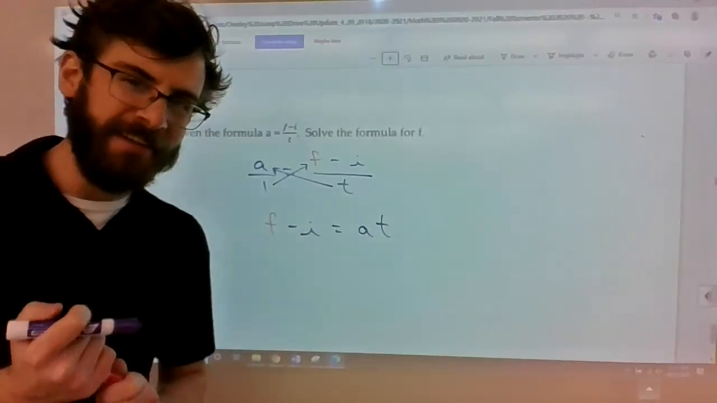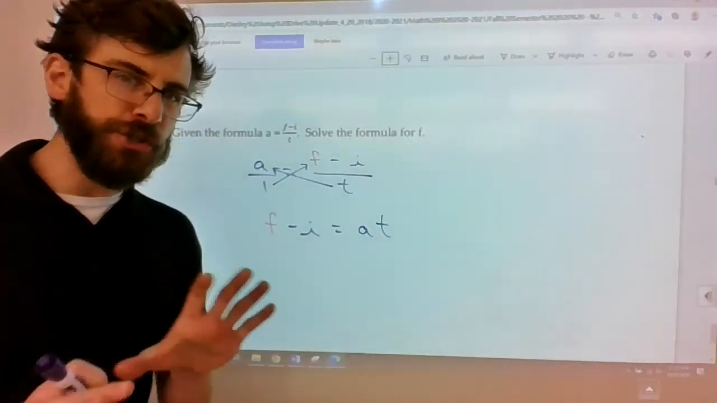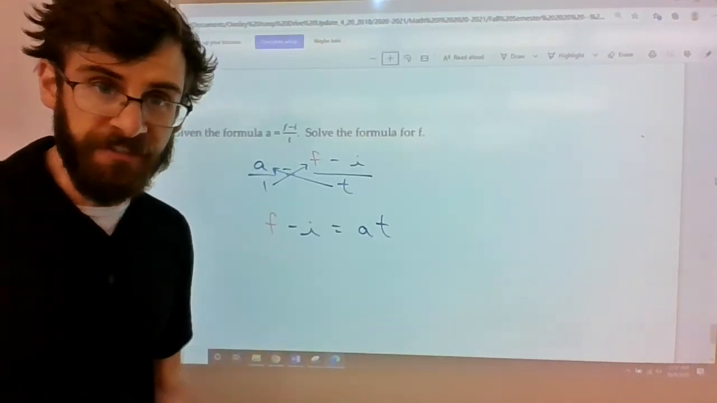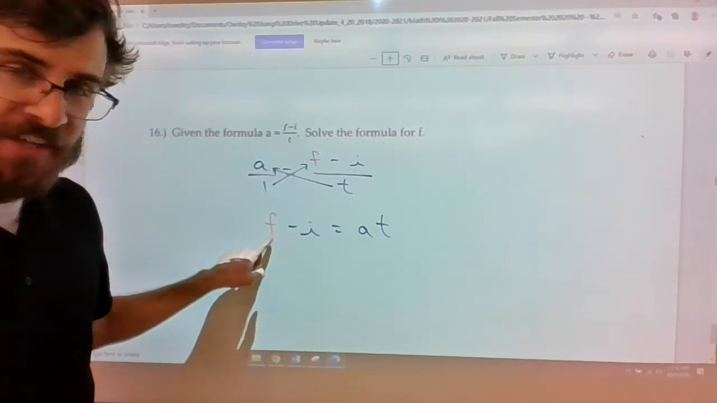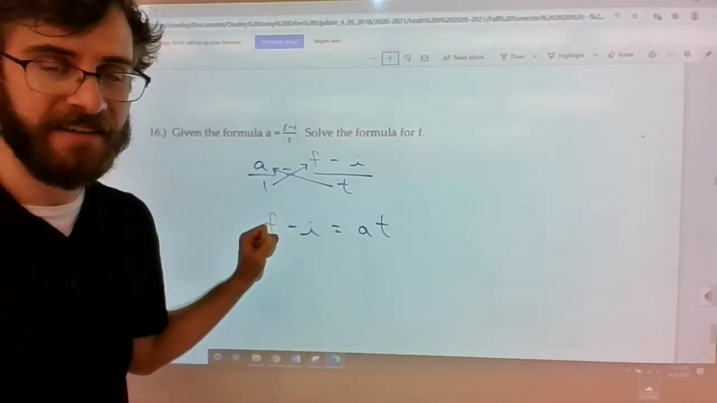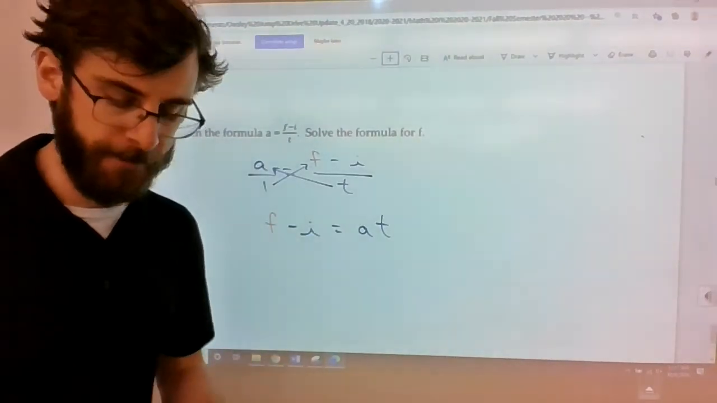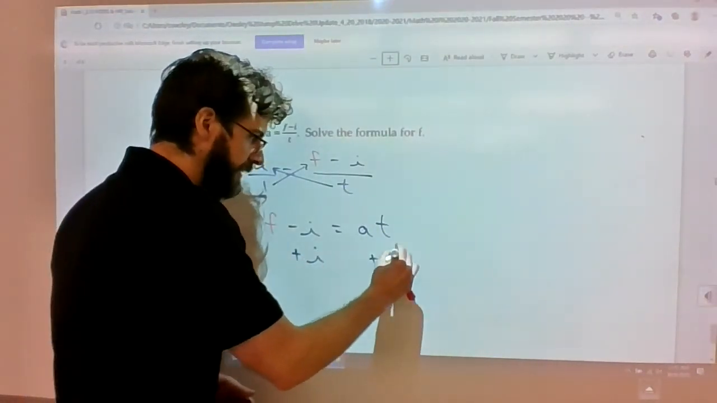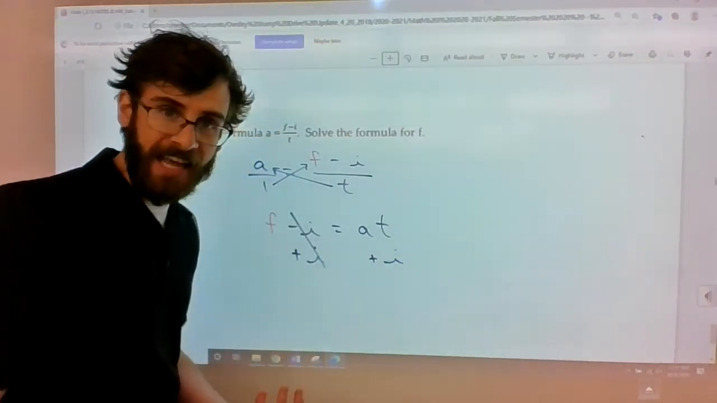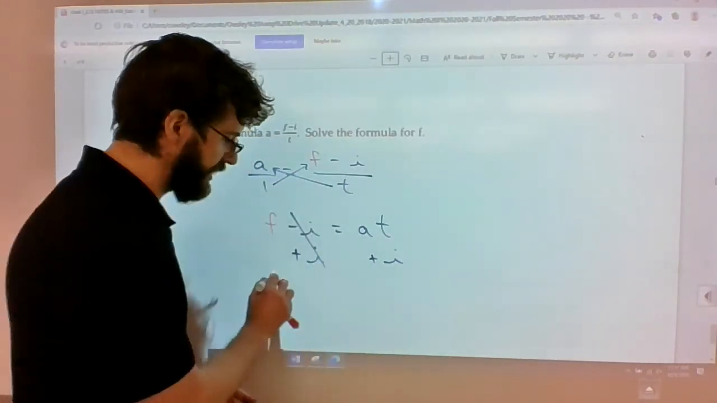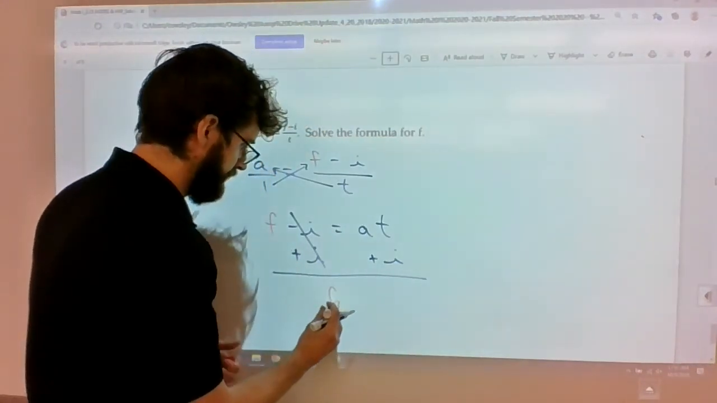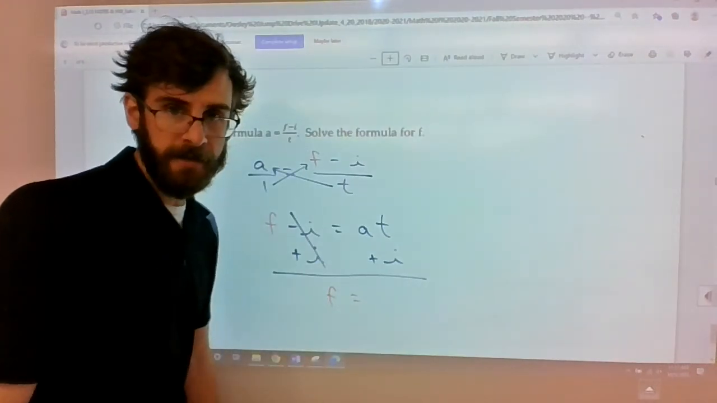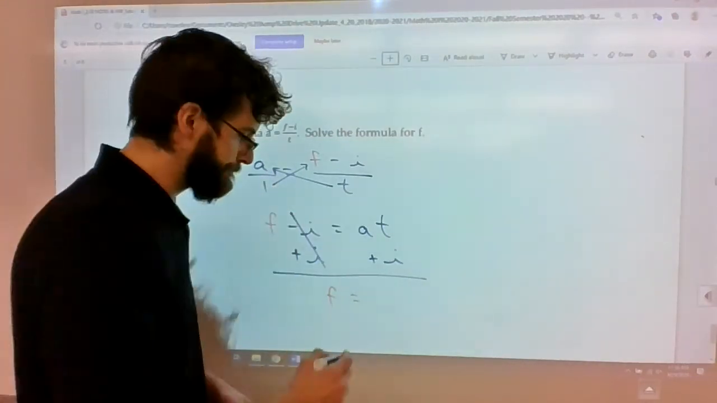All right, now this is kind of tricky. Because usually, if you're going to your final move of getting F by itself, you would divide, right? This is F minus I, not F times negative I. Because it's subtraction, you have to add it to both sides, and that ends up being the last move in this solving of the equation. F equals AT plus I, since AT and I do not combine.